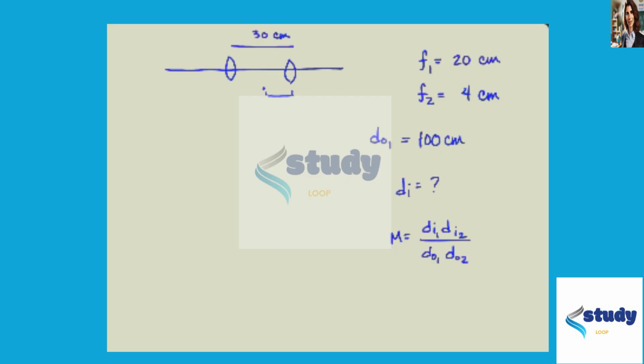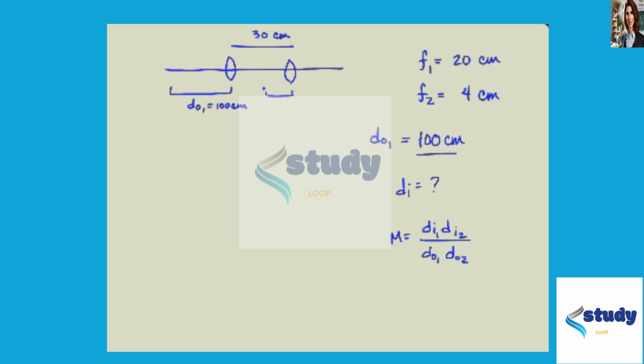In this problem, you have two convex lenses a distance of 30 centimeters apart. One has a focal length of 20 centimeters, the other has a focal length of 4 centimeters, and you have a candle that's being placed 100 centimeters from the first lens. So I'm going to call this DO1 of 100 centimeters. And we want to calculate where the image is located and what information we can tell from that image.